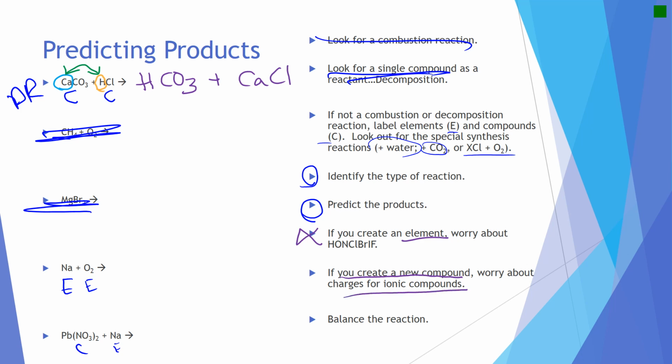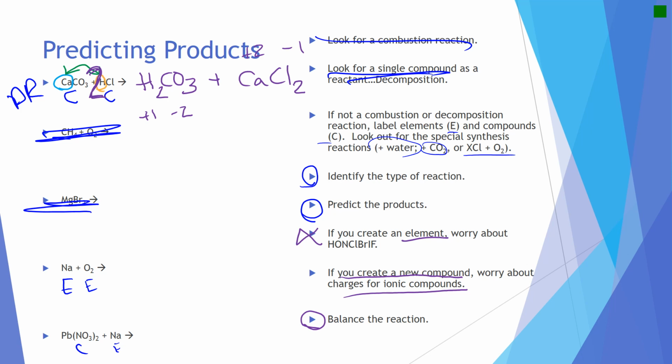So now what I have to worry about is my charges. Hydrogen has a +1, carbonate has a -2. So when I crisscross, I'm going to get H2CO3. Ca has a +2, Cl has a -1. So when I crisscross them, I'm going to get CaCl2. So now that I've created my reactants and my products, I now am ready to do my final step of balancing. All I need to do is put a 2 in front of my HCl, and I am balanced.